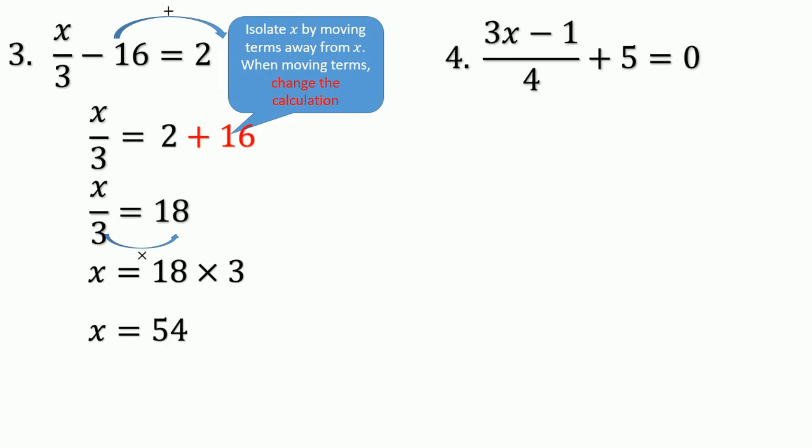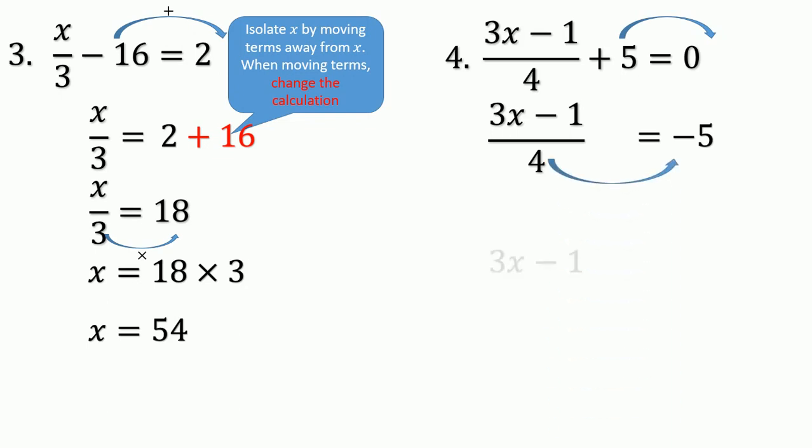Here I've got 3x minus 1, divided by 4, plus 5. The first thing that has to move away from x is the plus 5. When I move it over, it will become minus 5. So naught minus 5 is minus 5. Then there's the 4 that has to move here. The 4 is divided, so when I move the 4, it must become multiplication. Minus 5 times 4 will give me a minus 20.